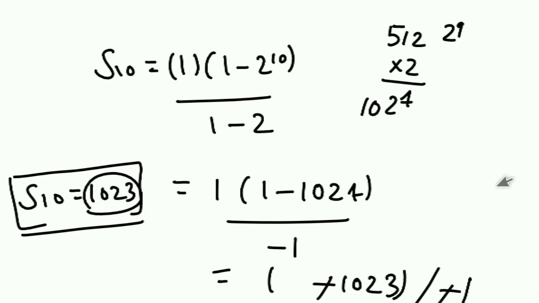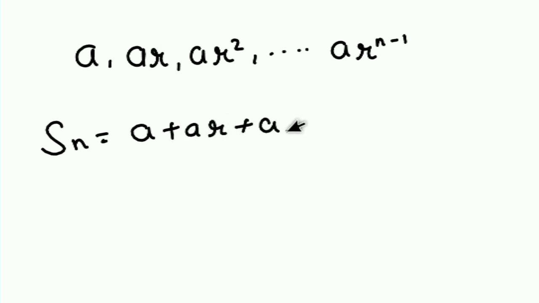So let's see how this summation formula got created. If we want to add terms of the GP, you have the first term A, then your second term is A into R, then your third term is AR square, and your nth term is AR raised to n minus 1. So the summation of this, let's take it as Sn, will be equal to A plus AR plus AR square, then plus dot dot dot AR raised to n minus 1.